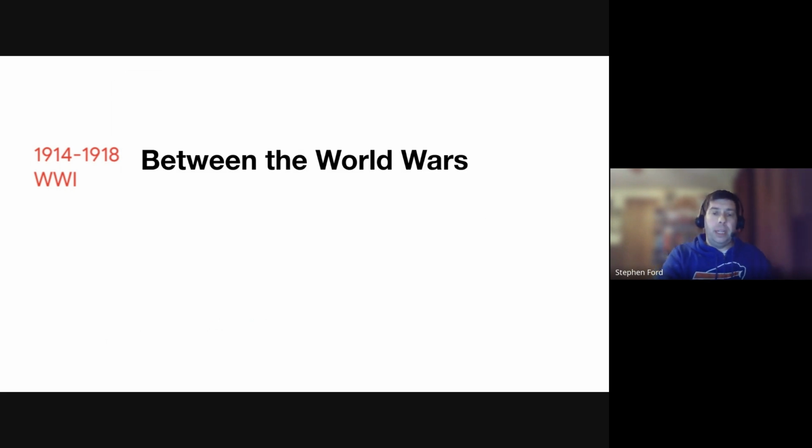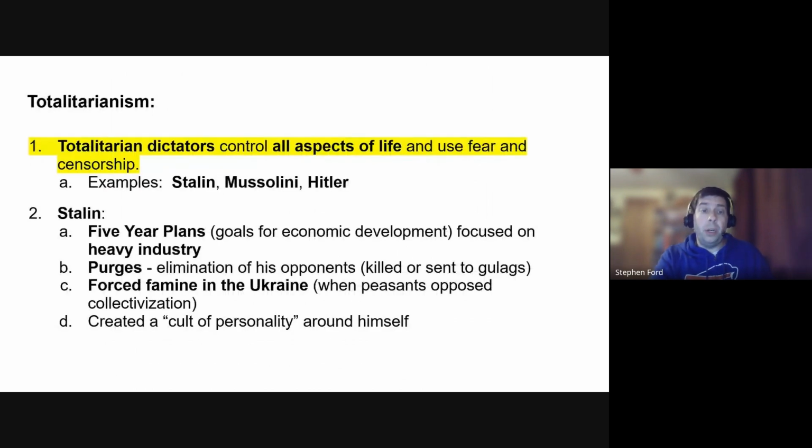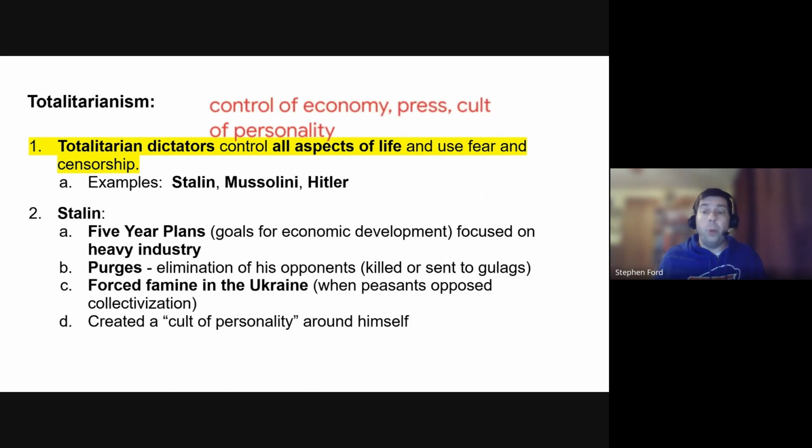Oh, no, that's it. I'm gonna clear this. Between the world wars. Okay, I'm gonna go a little faster in this part. Totalitarian dictators. Okay. Total control. All aspects of life. Fear and censorship. There were other things we talked about too, right? Control of the economy, in the press. We talked about the cult of personality, where the leader is all things to all people.